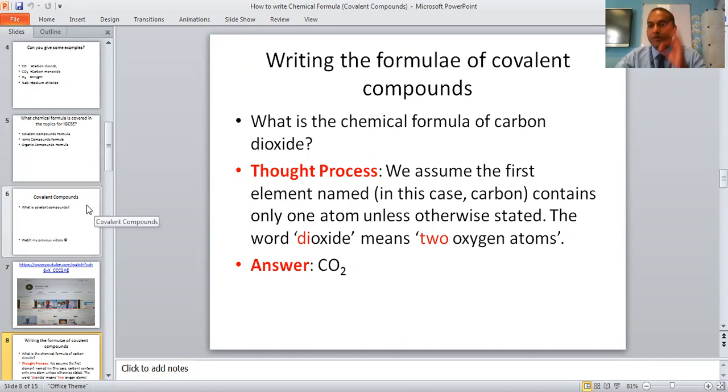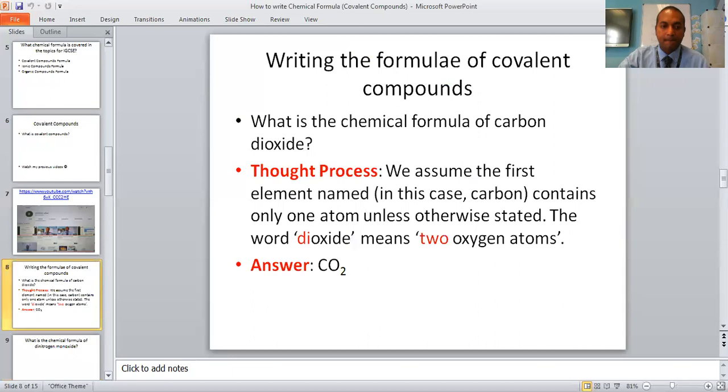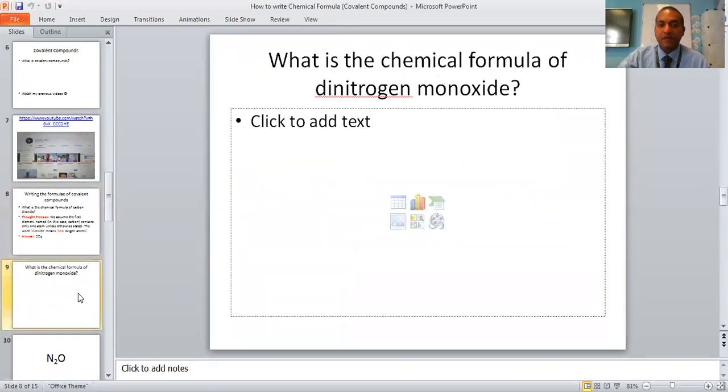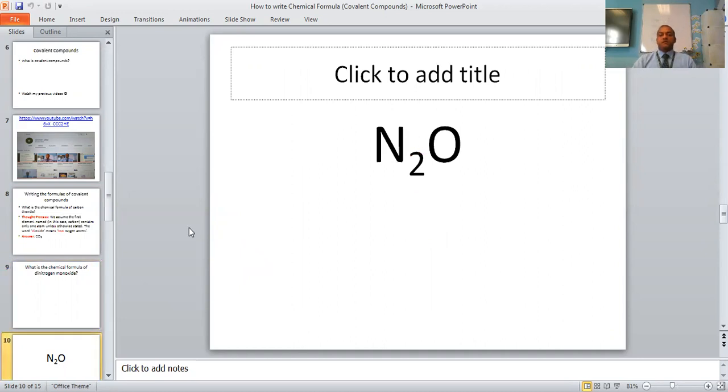Now, using the same concept, we can try to figure out what is the formula of dinitrogen monoxide. Try to think. Dinitrogen monoxide. What is the formula of dinitrogen monoxide? Very good. Some of you know the answer.